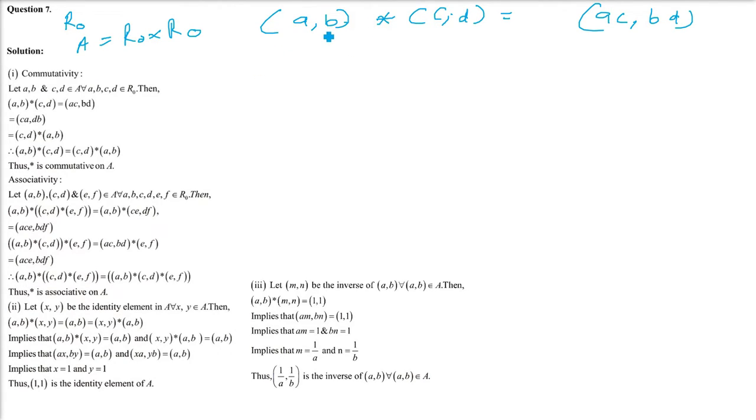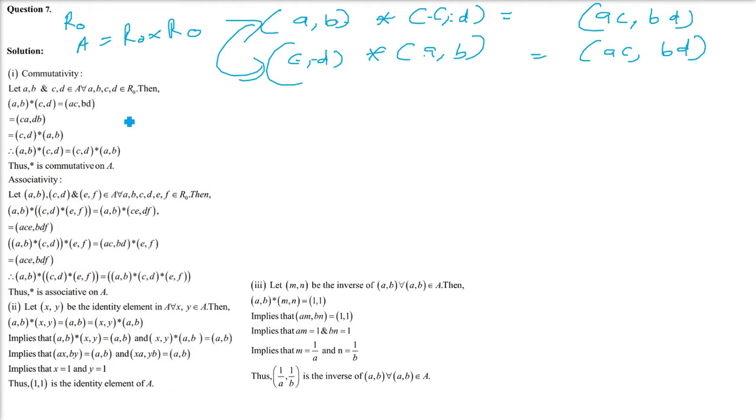Since we have (A, B) star (C, D) equals (C, D) star (A, B), that we have to find out. (A, B) star (C, D) is already given, so we'll just replace it. (C, D) star (A, B): first the first values of the pairs are multiplied, that is AC, then B into D. So you have both as the same. So A star B equals B star A, that is (AC, BD) and (AC, BD), so it is commutative. Now coming to associative.